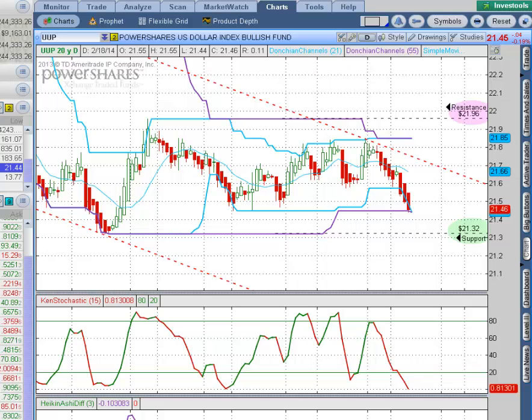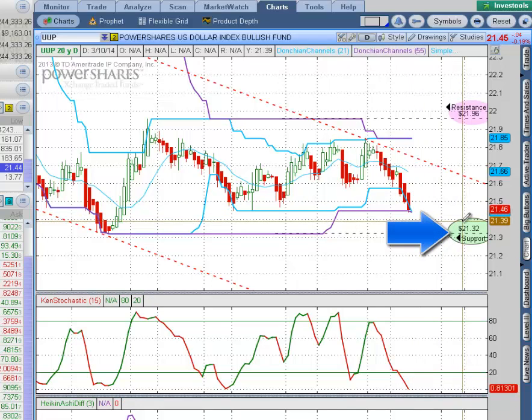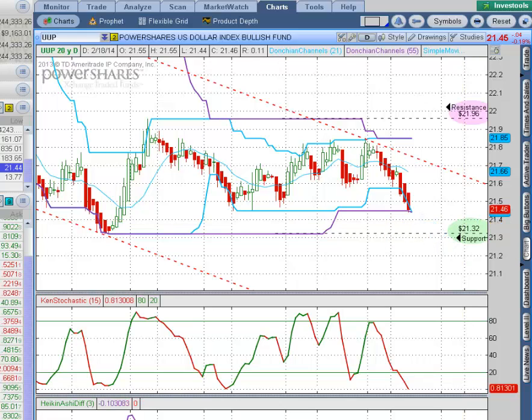The US dollar was down again, and it's approaching support at 21.32 as seen by the green oval. Resistance is at 21.96 as seen by the pink oval.